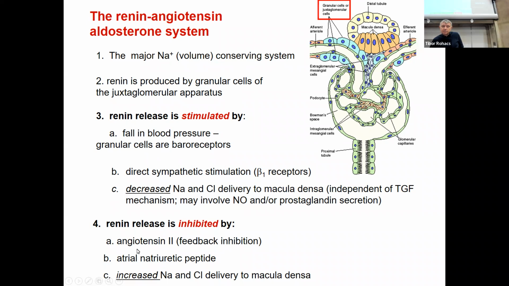As inhibitory factors, you have a feedback regulation, inhibition by angiotensin 2. You have inhibition by the atrial natriuretic peptide. Again, as I said, the renin-angiotensin 2 system is the major salt conserving system. ANP will be the major salt disposing system. So it's basically antagonizing the renin-angiotensin 2 system essentially at every step, including here at renin secretion. And if your blood pressure is high, or you have increased sodium chloride delivery to the macula densa, that will also inhibit renin secretion.